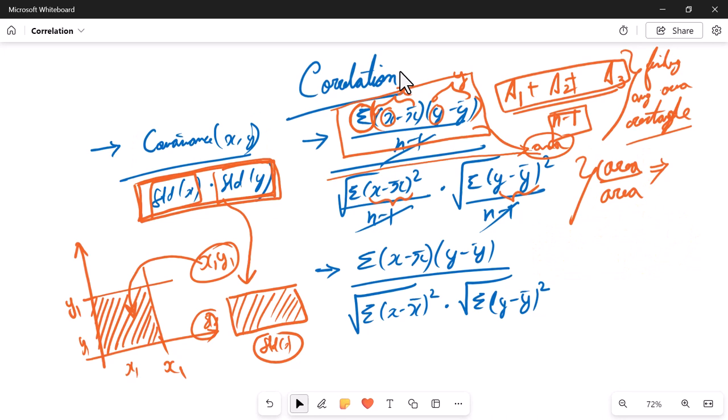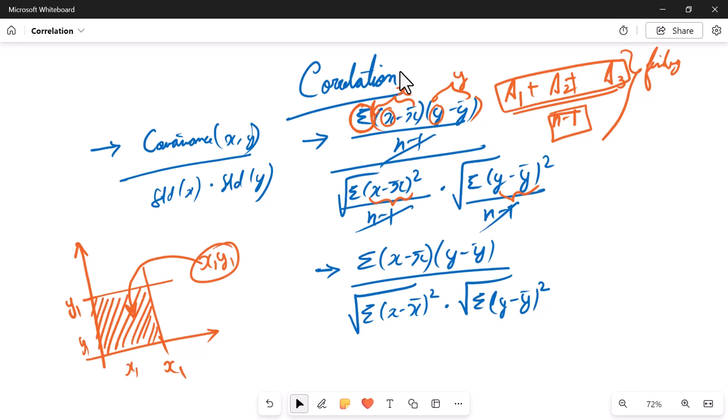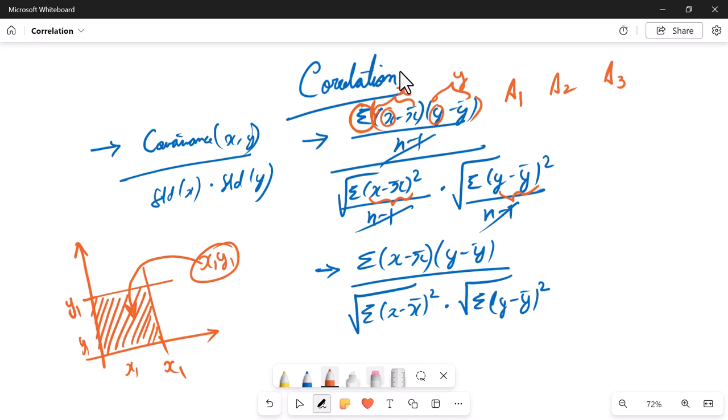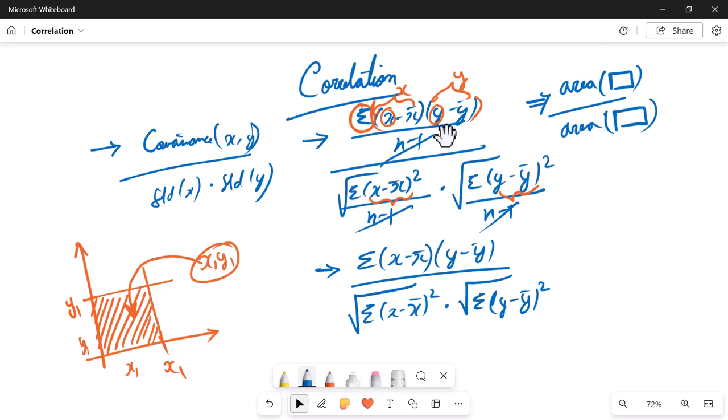So from the first portion, the essence that we have drawn is that the correlation formula is nothing but a ratio of two rectangular areas: the area of some rectangle and the area of another rectangle. The denominator rectangle is quite special because, as you can see, the dimensions are very fixed. The standard deviation of x and the standard deviation of y are the dimensions of our denominator rectangle. Okay, so now we'll move on to the second part of our discussion.